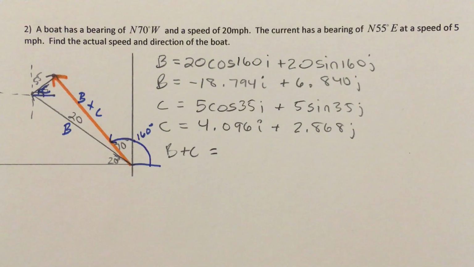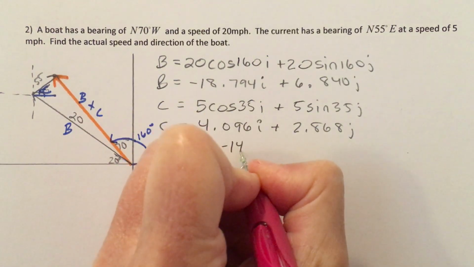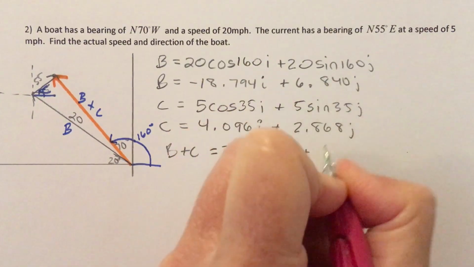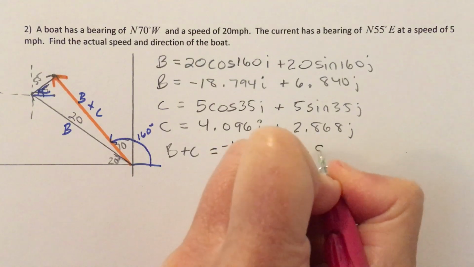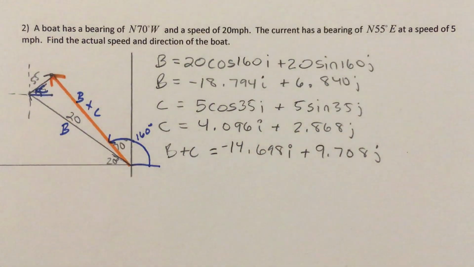So when I add my two i's together, negative 18.794 plus 4.096, I get negative 14.698. And when I add my j's together, I get 9.708. So check that out, make sure it's right. Go back and look at your work if something happened.